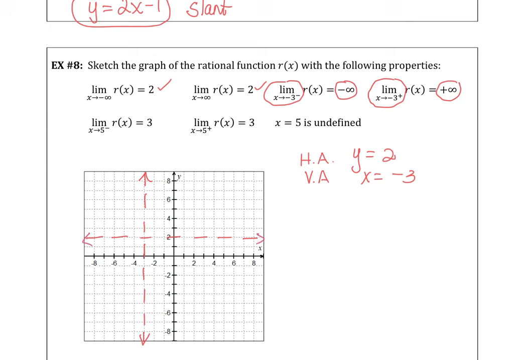What else do we know? When x is undefined at 5, the y value at 5 is heading to 3. So what do we know about the ordered pair 5, 3? That would be a hole. So when x is 5, y is 3.